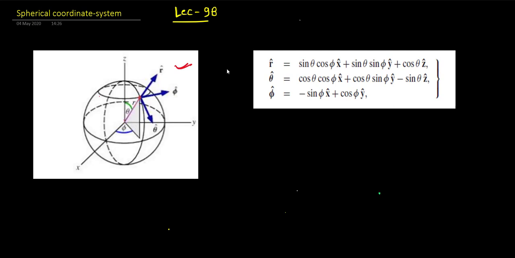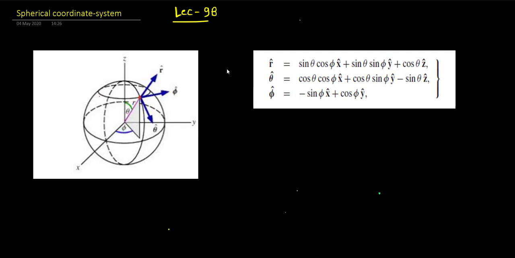Remember, when we are going in one particular direction, the other two coordinates would be constant. If you are going in the direction of r, then theta and phi would be constant. Just check it: if you are going in this direction, theta would be constant because it is the angle from the z-axis, and phi is the angle from the x-axis, so this would also be constant when we go in the direction of r.